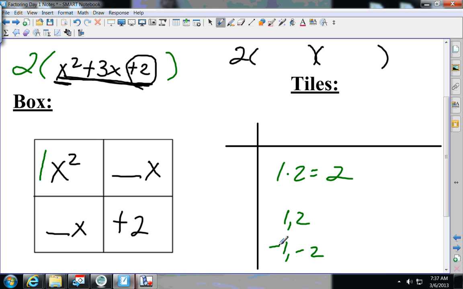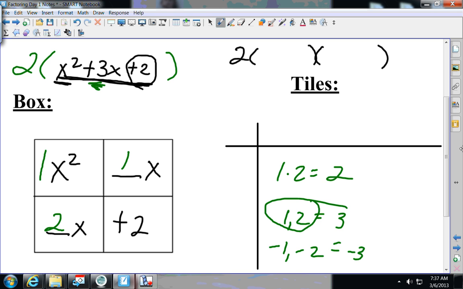Okay? If I add these up together, just like we do right here, when I add them up, they have to equal the middle number. Well, if I add 1 plus 2, that gives me 3. What if I added these two together? -3, right? That doesn't work. These right here, this is my factor. So I'll put a 1 and I'll put a 2. It doesn't matter which order you put these in.